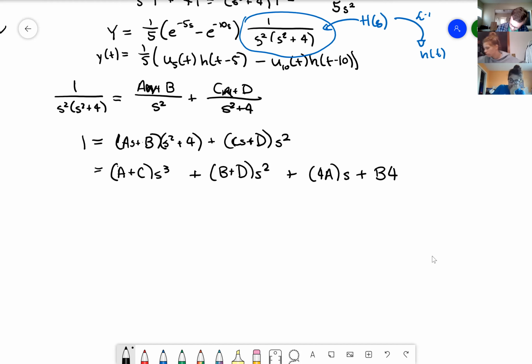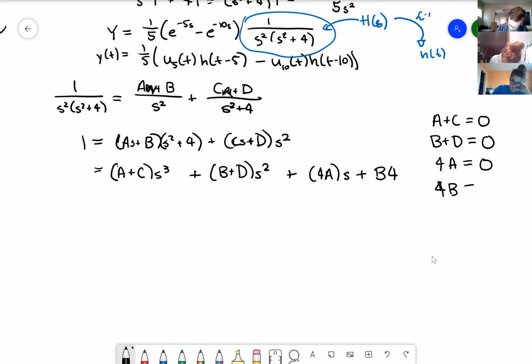Okay. So I get a plus c is equal to 0, b plus d is equal to 0. That's nice. 4a is equal to 0. Well, we've got a and c. And then 4b, what did I write? 4b is equal to 1. So a and c are equal to 0, b is equal to 1/4, d is equal to -1/4.